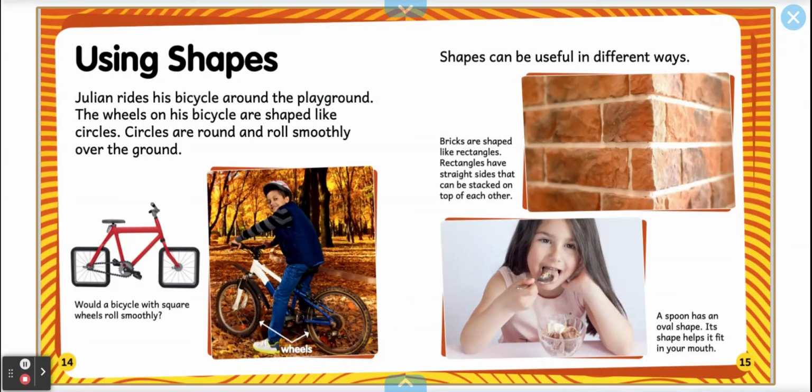Using shapes. Julian rides his bicycle around the playground. The wheels on his bicycle are shaped like circles. Circles are round and roll smoothly over the ground. Would a bicycle with square wheels roll smoothly?